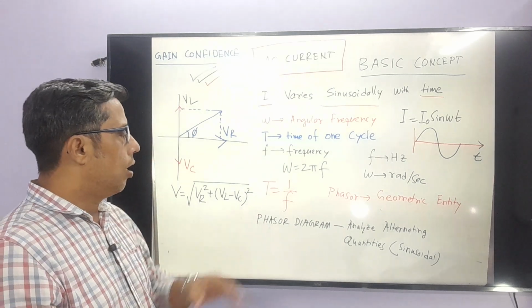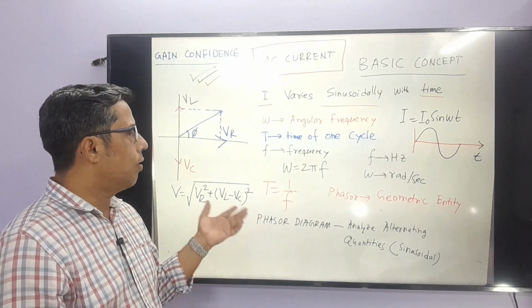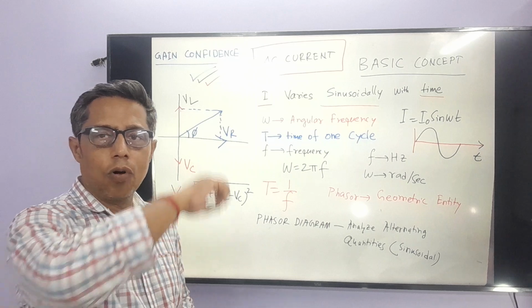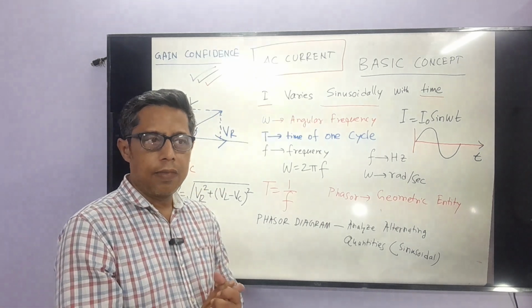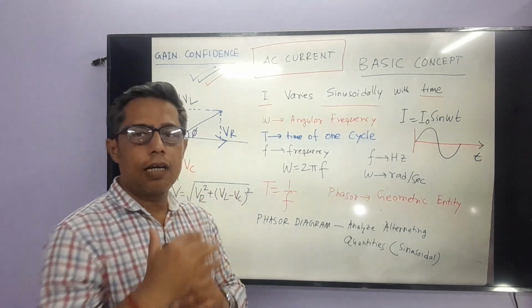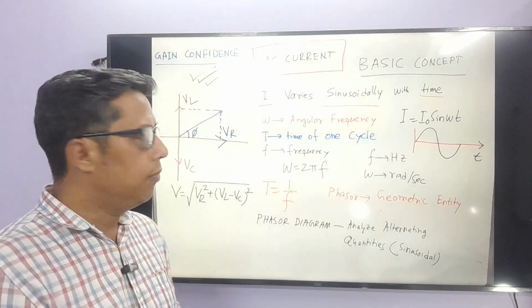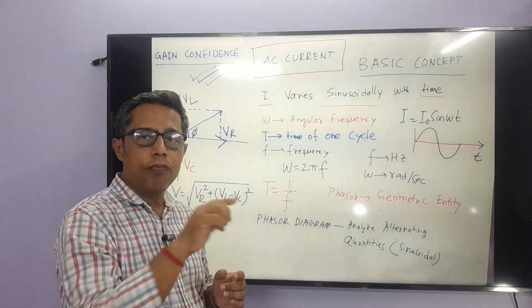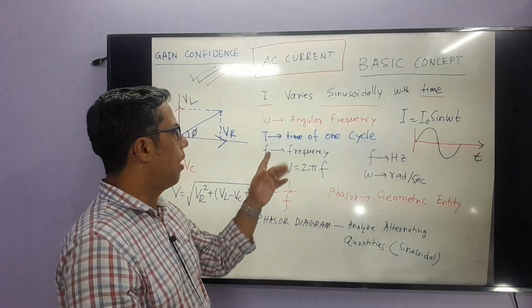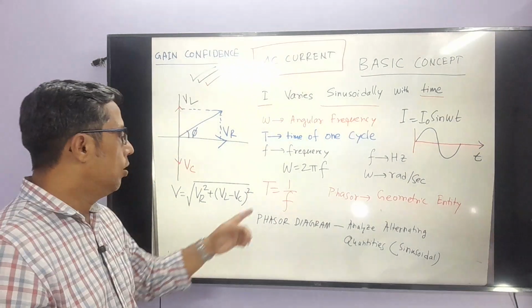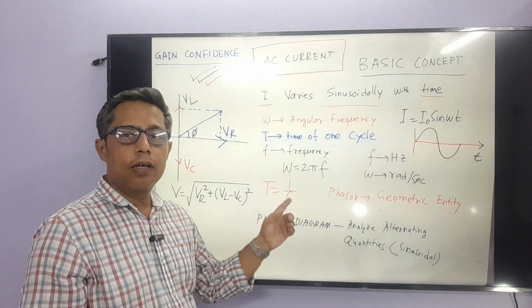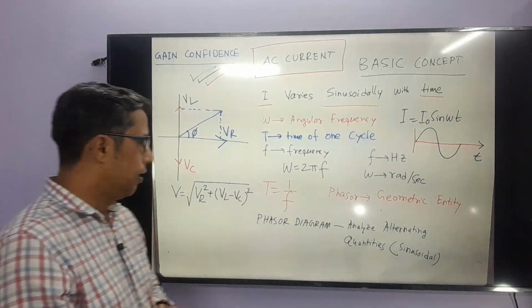Okay, time period T. So what is time period here? Time to complete one cycle. So there are two halves, right? Half cycle and half cycle. The time required to complete one full cycle is called the time period. So time period and frequency are inversely related, T is 1 by f, right?